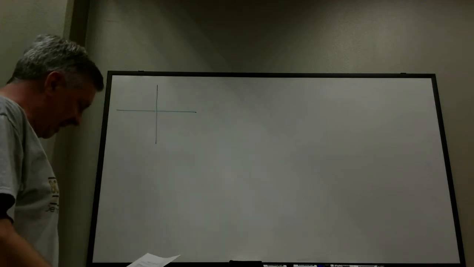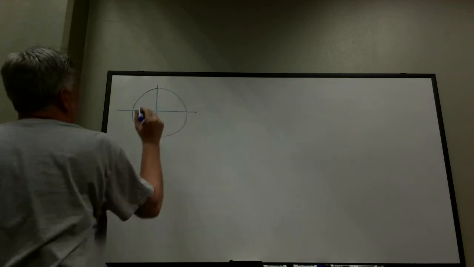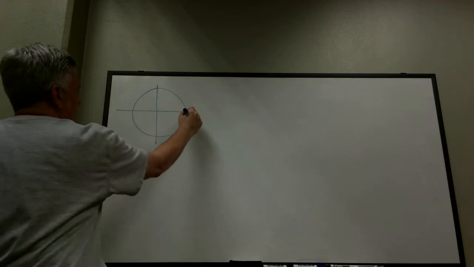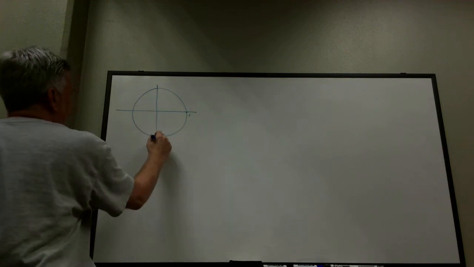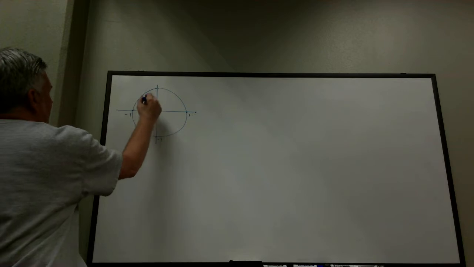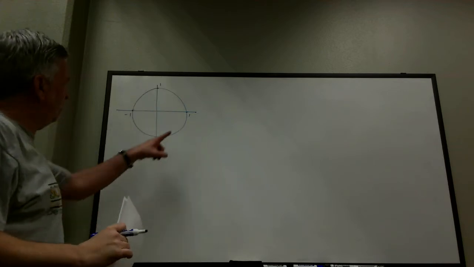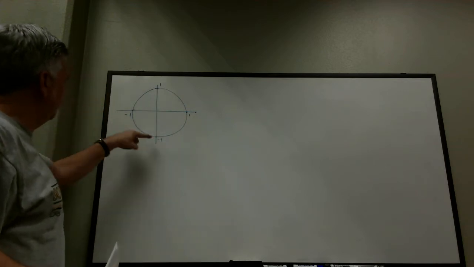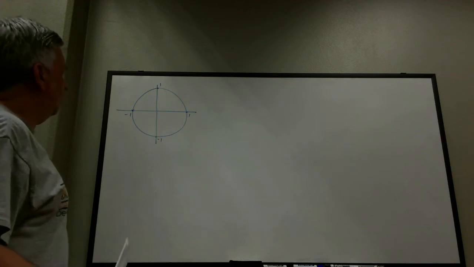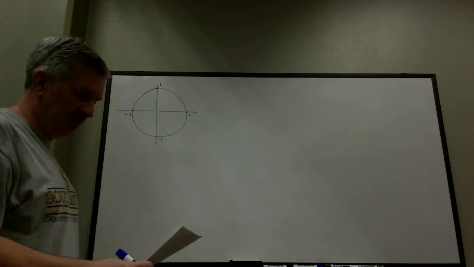So there's my x, y axes. Let me draw a unit circle. So the circle of radius 1, okay? That's at 1, that's at minus 1, that's at minus 1, and that's at 1. So that's the points 1, 0; 0, 1; minus 1, 0; 0, minus 1. Right, so there's my unit circle. It's not perfect, but it's okay.